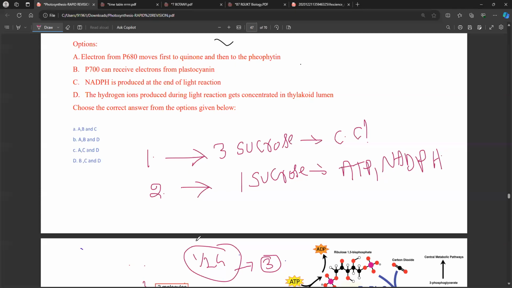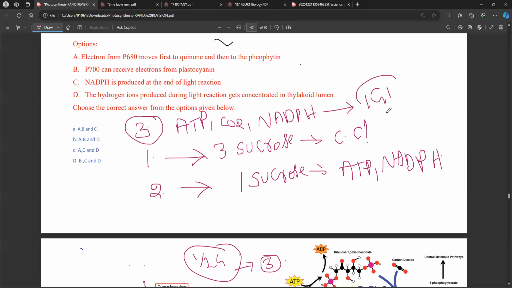Before this question, first answer this question. First answer the third question. How many ATP, how many carbon dioxide, how many NADPH are required to produce 1 glucose molecule? I am asking you a simple question. Every one of you has to answer. Don't wait for others' answers.